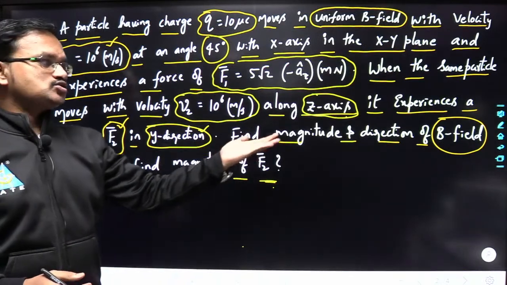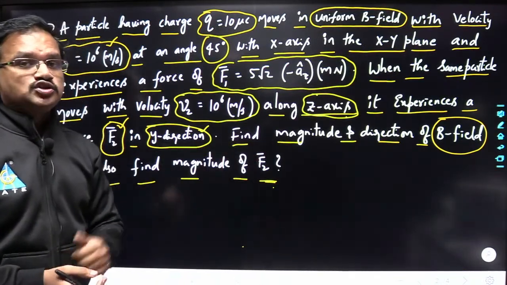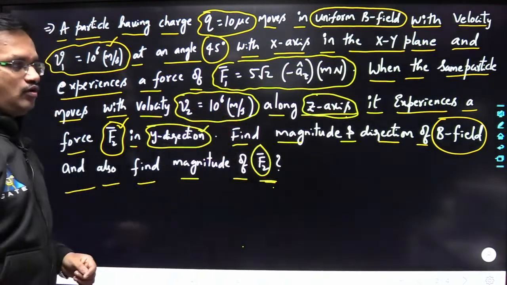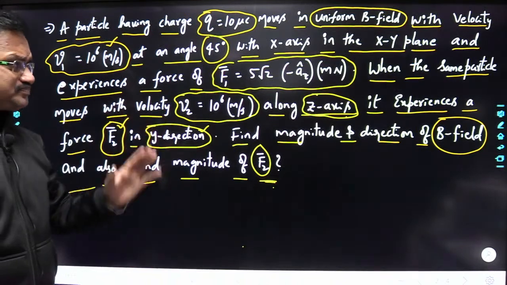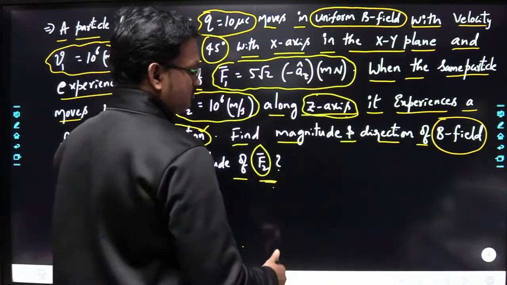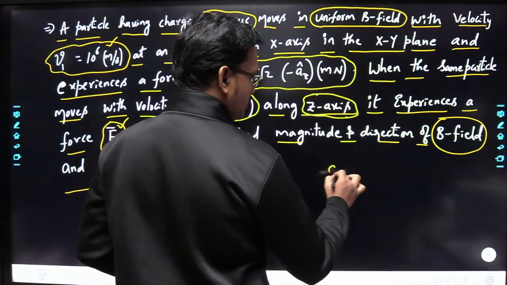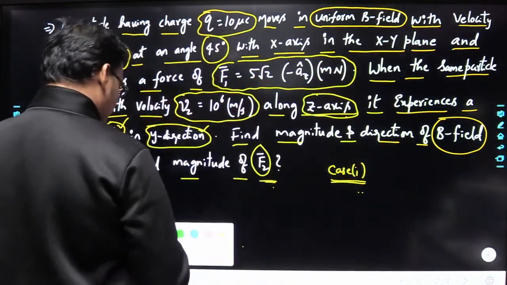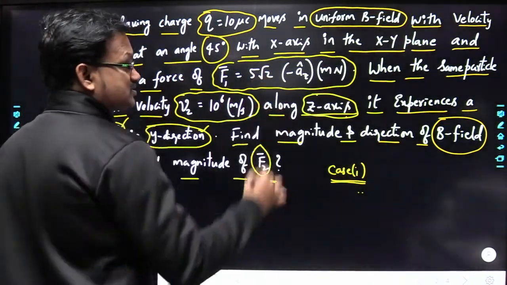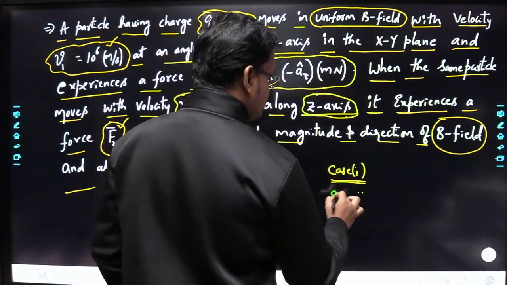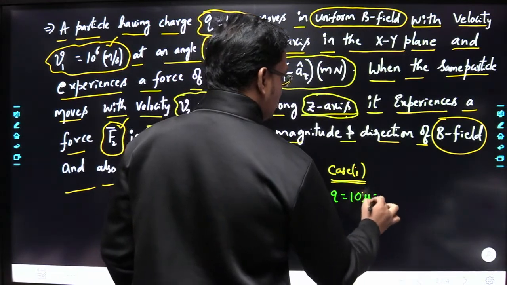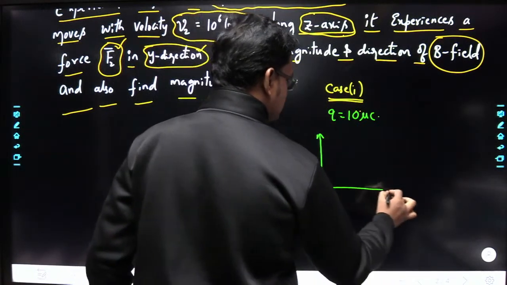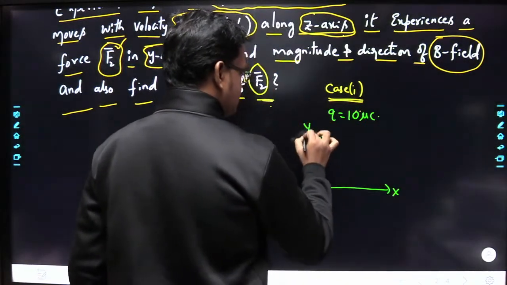Now they are asking to determine what? They are asking to determine the magnitude and direction of B field, and also you have to determine the magnitude of F2 bar. Okay, so here you can consider case 1 and case 2. So in case 1 here, they are saying that a charge q is equal to 10 microcoulomb. Okay, so it is moving. So let us consider this is x-axis and let us consider this is y-axis.